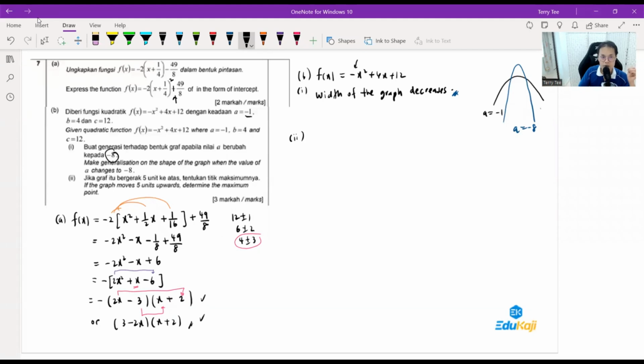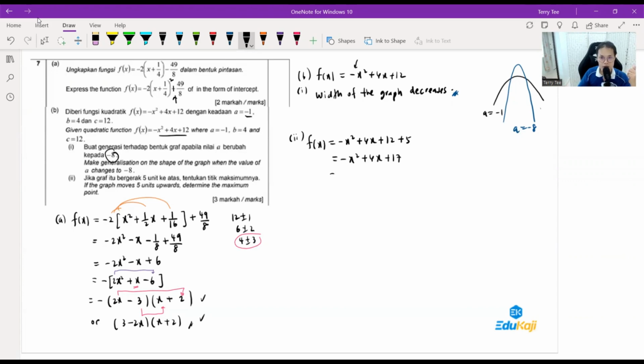How about B Roman 2? If the graph moves 5 units upwards, determine the maximum point. Okay, so we have to first complete the square to find out what is the original turning point. Or some people add first, then complete the square later, also can. All right, I'll just add 5 units upwards. That means we are adding 5 to the last digit here, 12. This gives us 17.